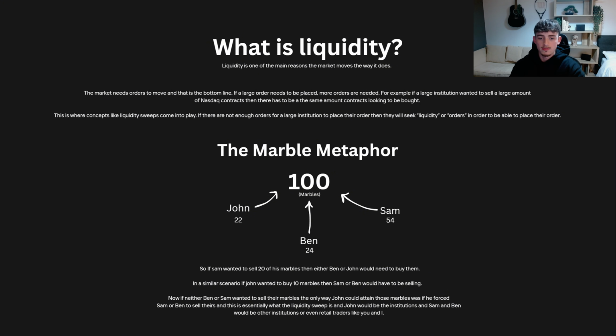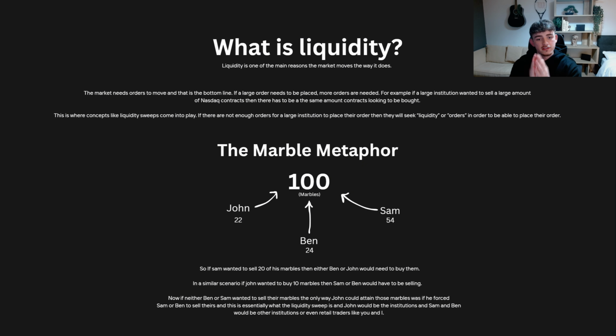The market needs orders to move, and that is the bottom line. If a large order needs to be placed, more orders are needed. For example, if a large institution wanted to sell a large amount of NASDAQ contracts, then there has to be the same amount or a large amount of contracts looking to be bought. This is where concepts like liquidity sweeps come into play. So you've heard me talk about this throughout the course.